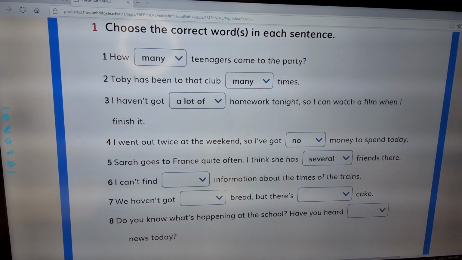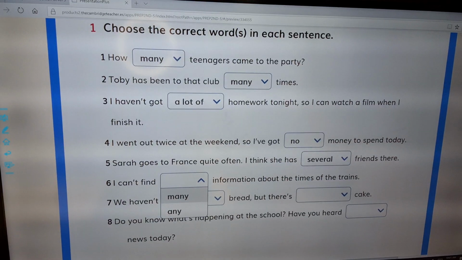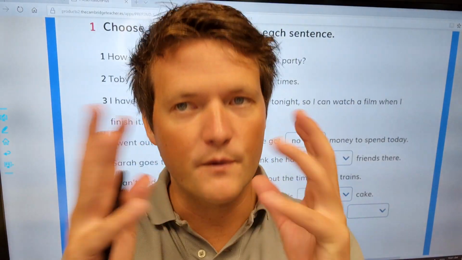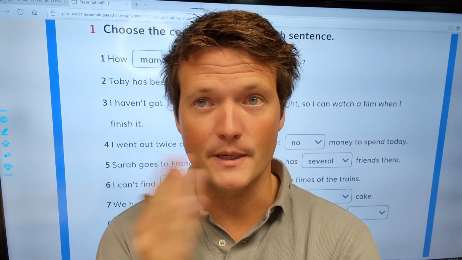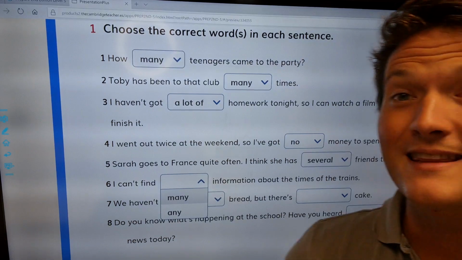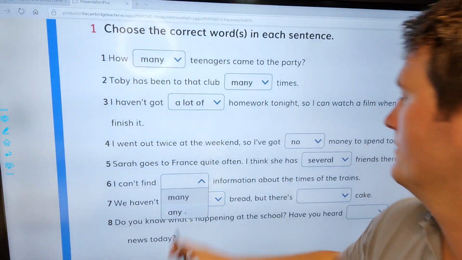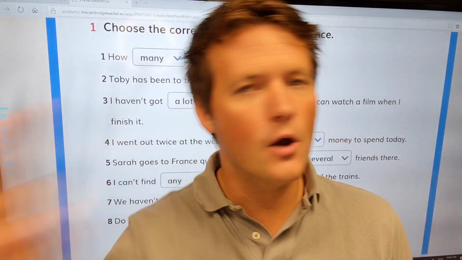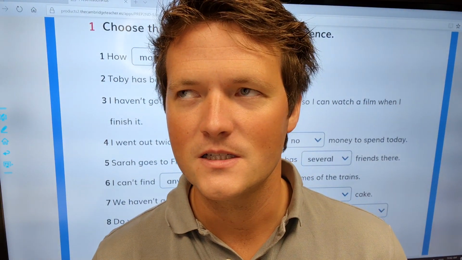Number 6, I can't find many information. You could say I can't find much information because information is uncountable. I can't find much information about the times of the trains, but in this case, I can't find any information, is what we could say. No, I have found no information. My search has been fruitless, right?